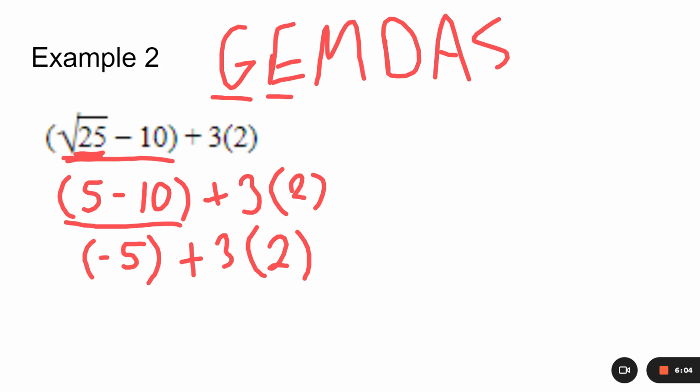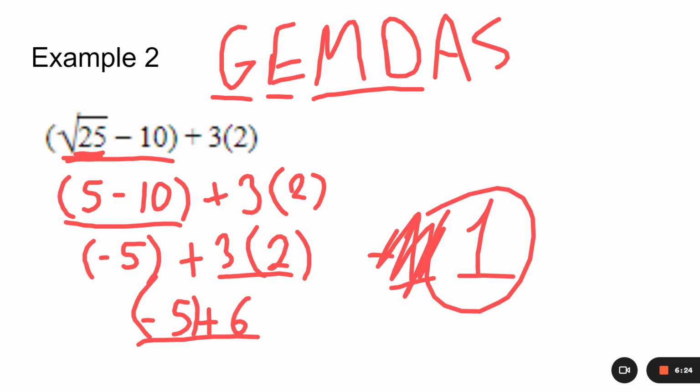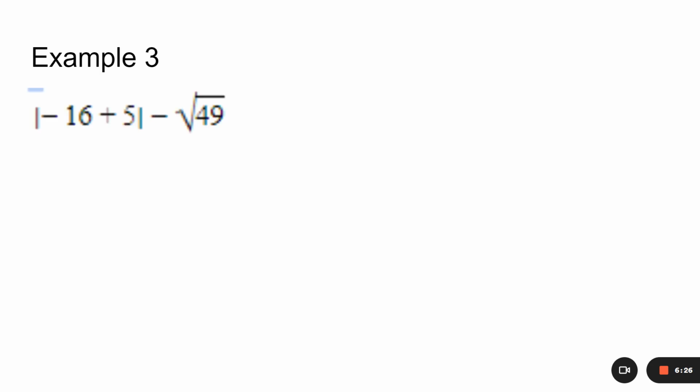So next, I've done my grouping. I don't have any exponents or square roots. I'm doing multiplying and dividing. So I'm doing this right here. That's going to give me 3 times 2, which is 6. So now I have negative 5 plus 6. When I'm finished with that, that should give me a, oh wait, no, not a negative one. It should just give me a regular one. And then I'm done. On to the next one. We're following the same steps every single time.